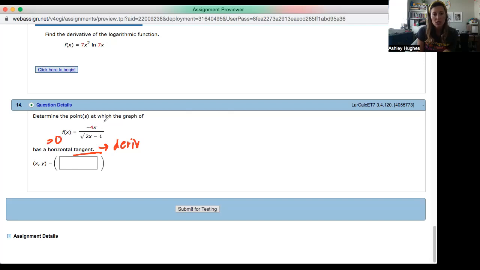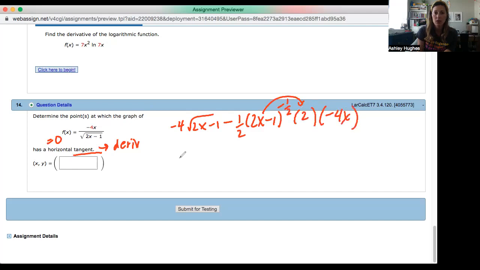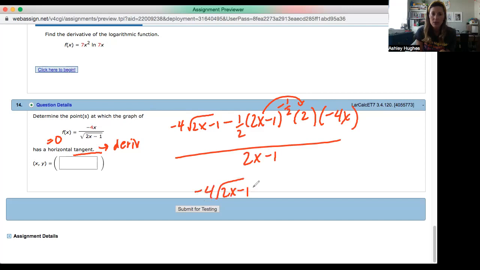So this is going to use the chain rule and the quotient rule because it's a quotient. So derivative of the top times the bottom minus the derivative of the bottom, which would be 1/2 2x minus 1 to the negative 1/2 times the derivative of the inside times the top all over the bottom squared, which just make it go away like this. So let's clean this up here. That is negative 4 square roots of 2x minus 1.